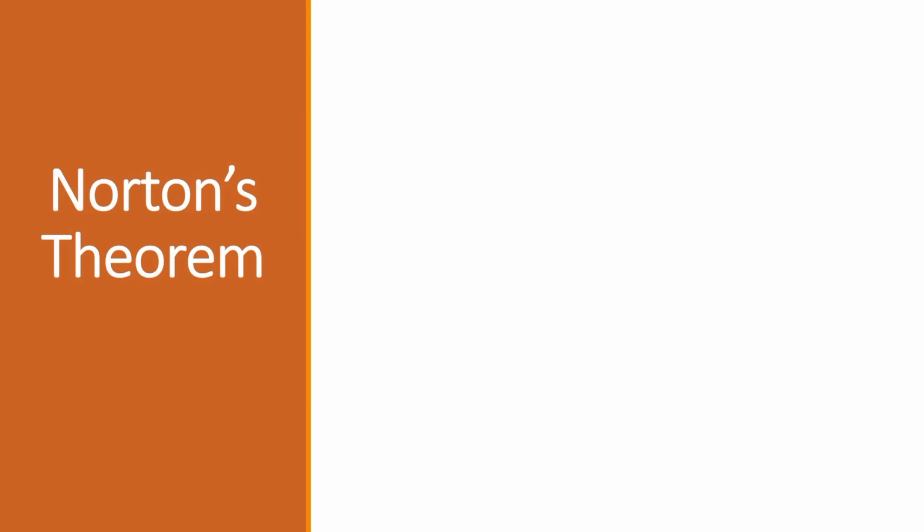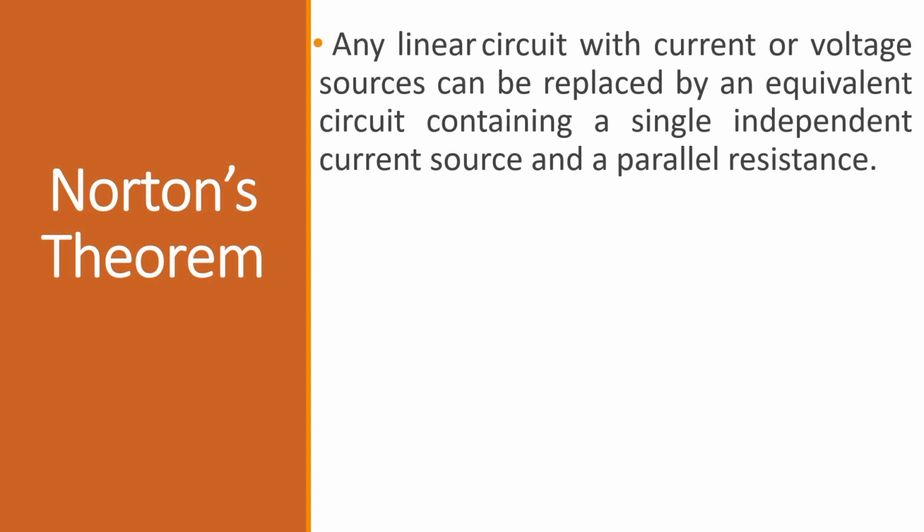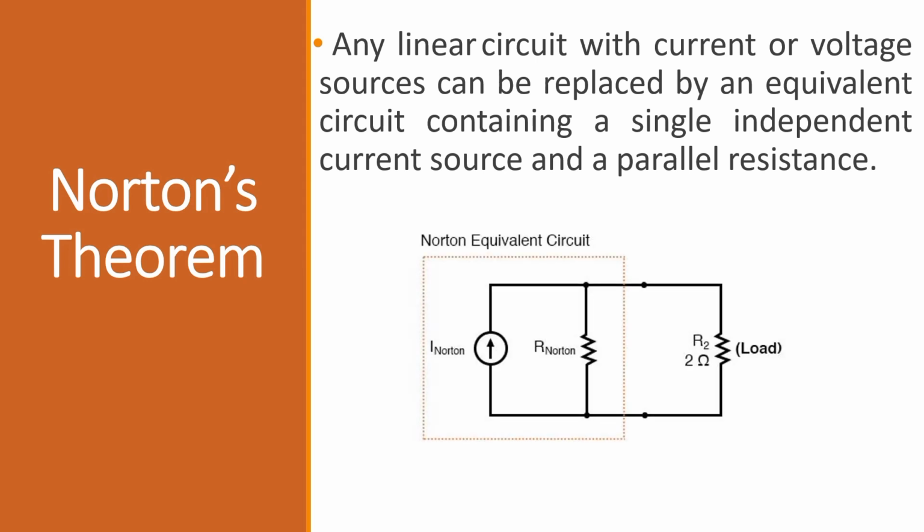Norton's theorem states that any linear circuit with current and voltage sources can be replaced by an equivalent circuit containing a single independent current source and a parallel resistance. This is Norton's equivalent circuit, where I Norton is the Norton current and R Norton is the Norton resistance.